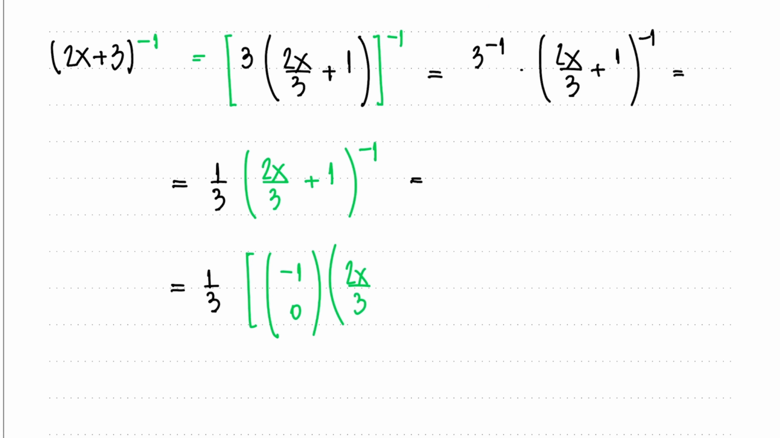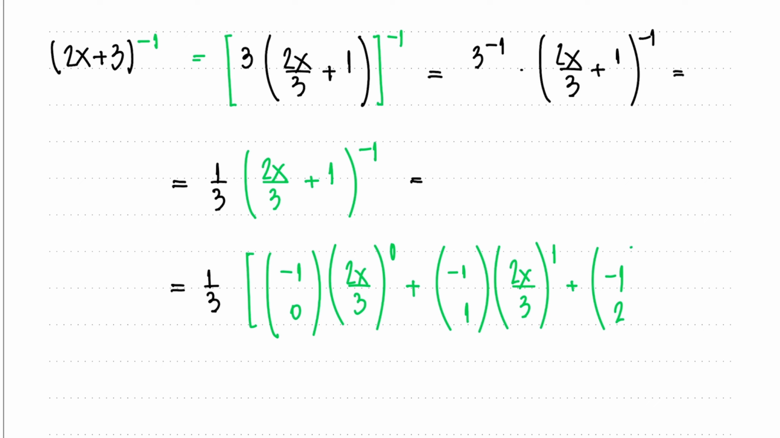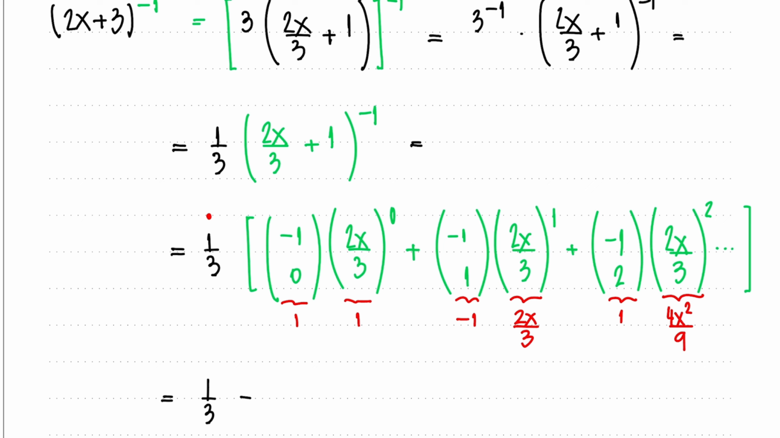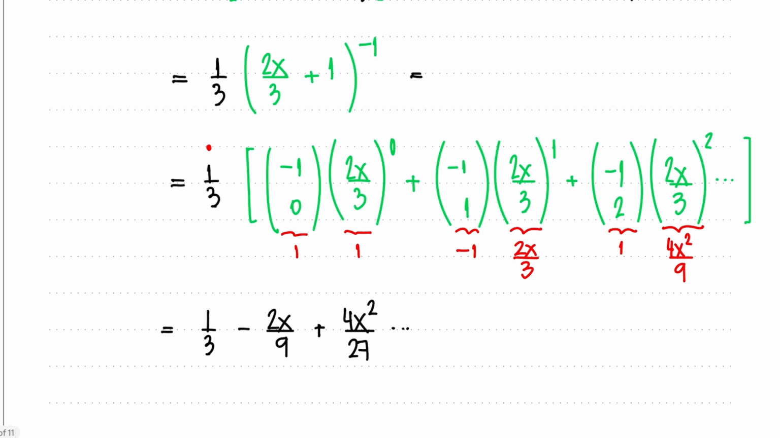And this gives us negative 1 choose 0, 2x over 3 to the 0, plus negative 1 choose 1, 2x over 3 to the first power, plus negative 1 choose 2, 2x over 3 to the second power. And don't forget to multiply everything by 1/3. We get 1 over 3 minus 2x over 9 plus 4x squared over 27.